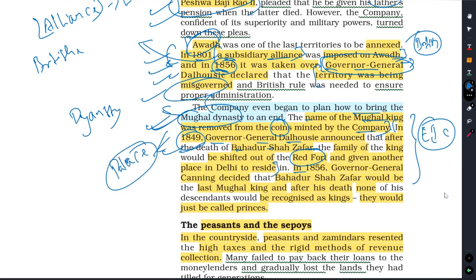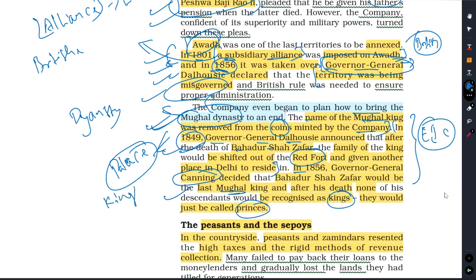In 1856, another Governor General, Lord Canning, decided that Bahadur Shah Zafar would be the last Mughal king. By 1856, they openly announced that Bahadur Shah Zafar would be the last Mughal king, and after his death, none would be recognized as kings. They would be just called princes. There will be no more kings for India.